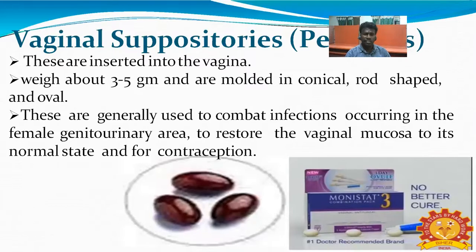Vaginal suppositories. These are inserted into the vagina. They weigh about 3 to 5 grams and are molded in conical, rod-shaped and oval forms. They are generally used to combat infections occurring in the female genitourinary area, to restore the vaginal mucosa to its normal state, and for contraception.